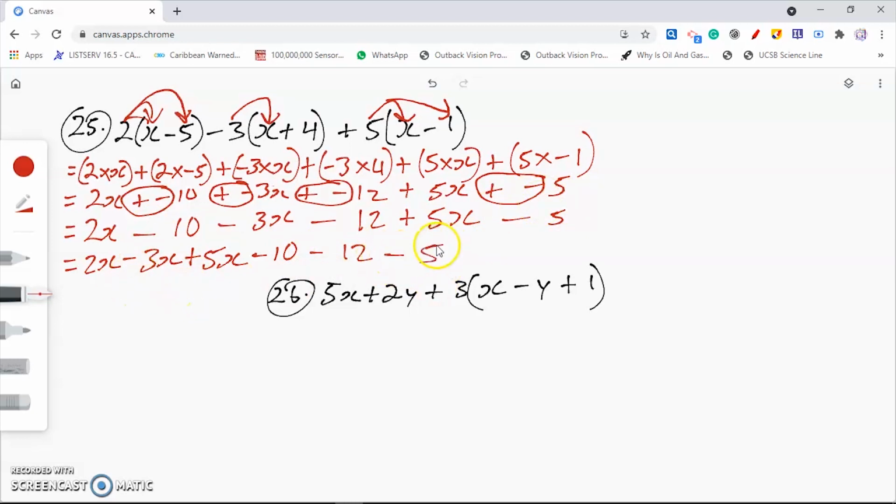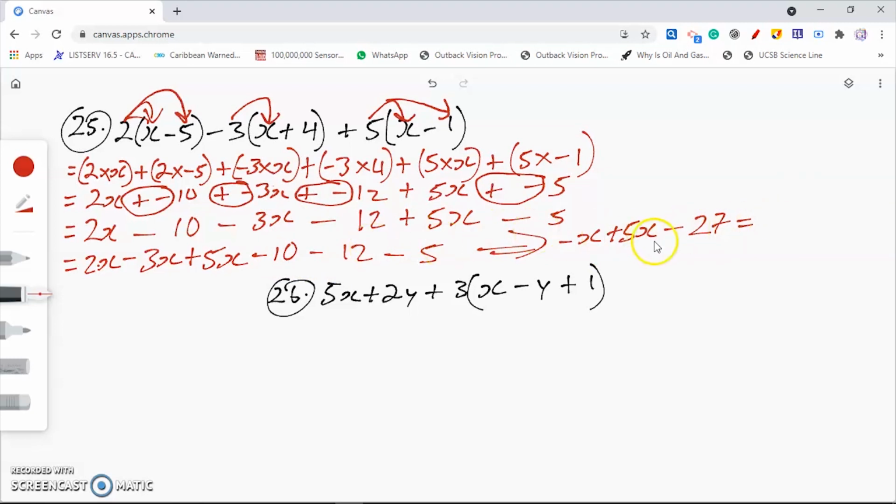So we group our like terms, and that would give us 2x minus 3x, that is negative x. Negative x plus 5x, we get that. Then minus 10, minus 12, minus 5. All the signs are the same, so we add and keep the sign. So 10 plus 12 is 22. 22 plus 5 is 27. So that is minus 27.